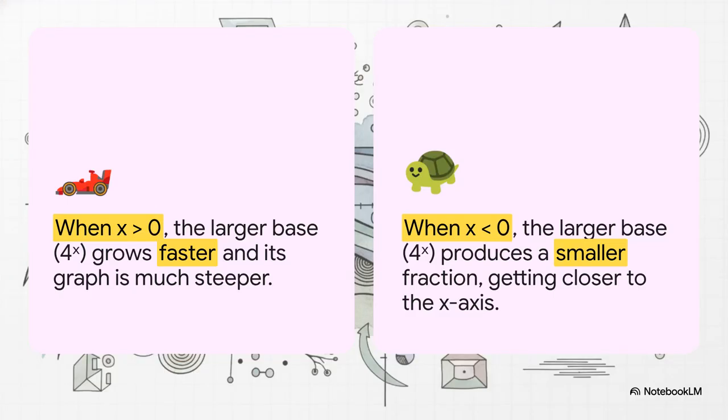Okay, check this out. On the right side of the graph, where all the x's are positive, the bigger base, 4 to the x wins, and it's not even close. It is way, way steeper because you're multiplying a bigger number over and over. But look at the left side. Where the x's are negative, the complete opposite happens. The bigger base, 4 to the x, actually gets smaller faster. It hugs that x-axis even tighter than 2 to the x does.